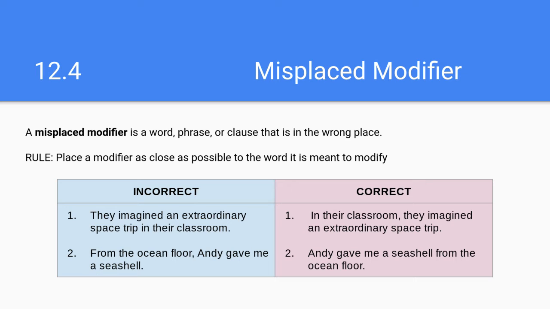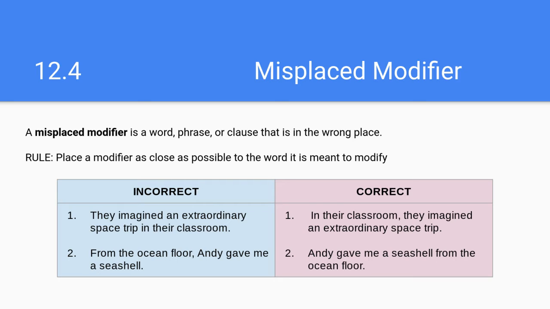So you can correct that, right? We're actually doing the imagining in the classroom. So just take that prepositional phrase, in their classroom, and get it closer to the "they imagined," right? So you correct it by saying, in their classroom, comma, they imagined an extraordinary space trip.